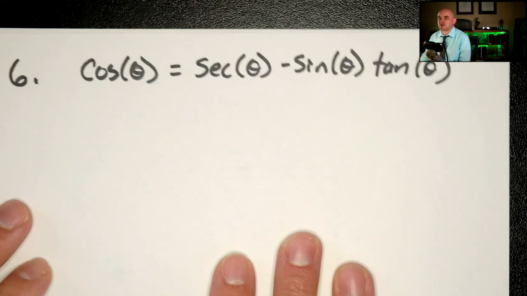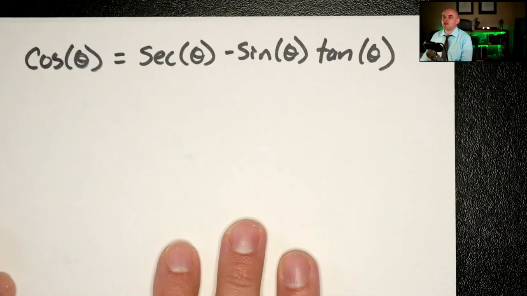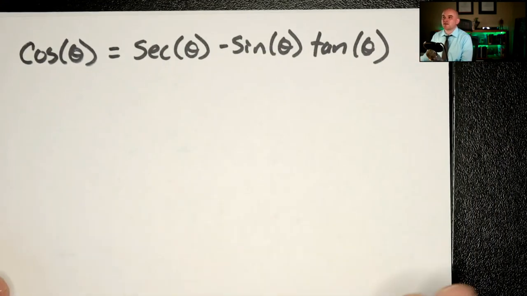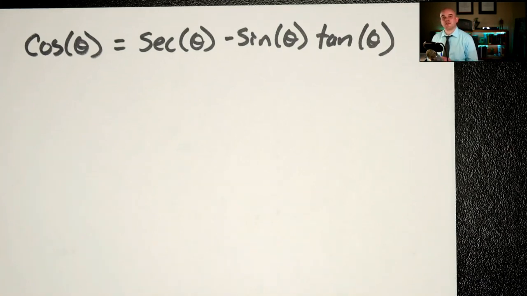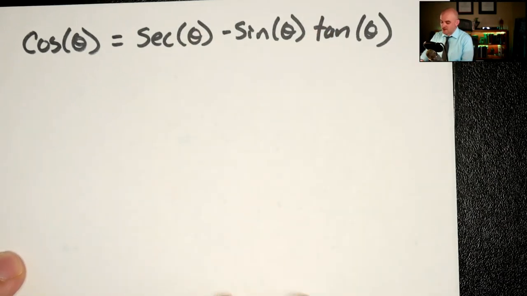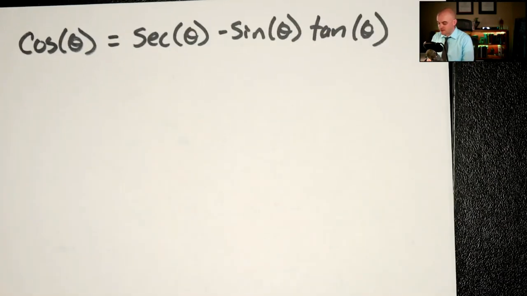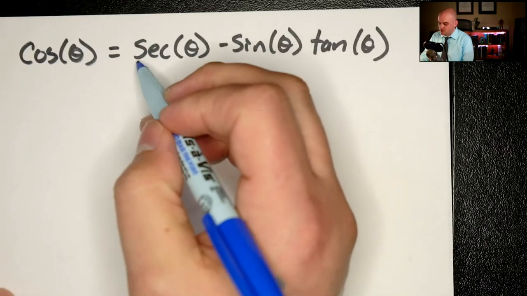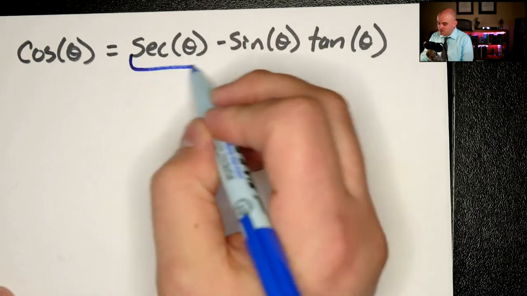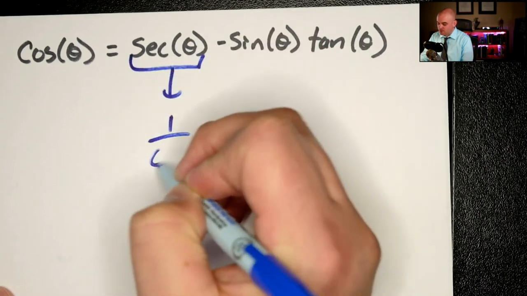Number 6. We've got cosine equals secant minus sine times tangent. Pause the video and give that a try. All right, I take it that you gave it your best shot. Let's see what you did here. I'm going to start with the right-hand side and make it look like the left-hand side. So when I'm looking at this, I need to make this look like cosine. I'm just going to start off by saying, hey, this is the same thing as 1 over cosine.